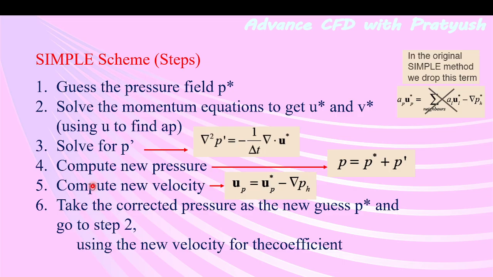When the difference between the conjugated velocity and pressure is less than the tolerance value provided by the user, then we say that we have an accurate solution. So that is how this scheme works.